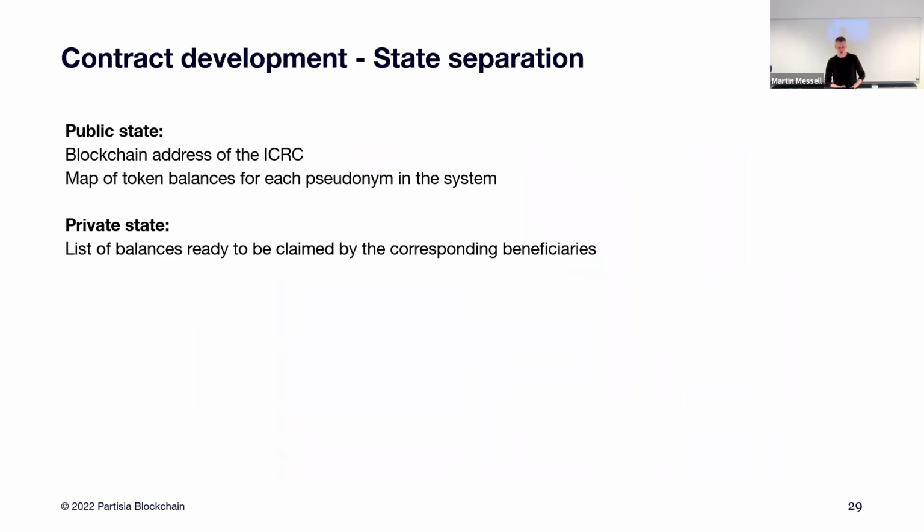So if you go through the state separation once again, for this application, we need to know the blockchain of the ICRC, because they should be the only ones allowed to deposit money into the private part of the token contract. And then we also need the map of token balances for each of the pseudonyms in the system. So essentially just the public token contract. And then for the private state, we have this list of balances that are ready to be claimed by the corresponding beneficiaries.